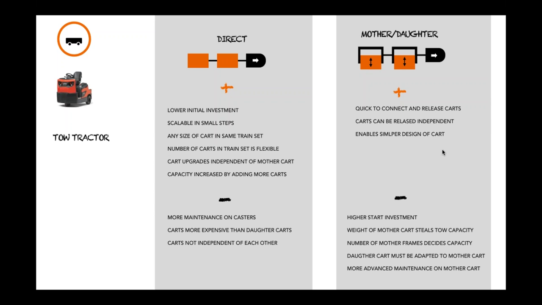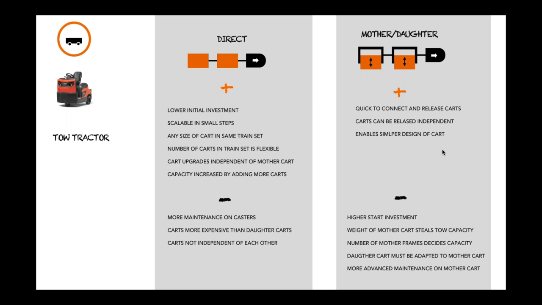Another advantage with a direct connection is that you can combine different cart sizes in the same train. So if you have a small cart and a large cart, you can transport those in the same train setup. That is a little bit more difficult when you have a mother-daughter solution, because then you have predefined sizes.